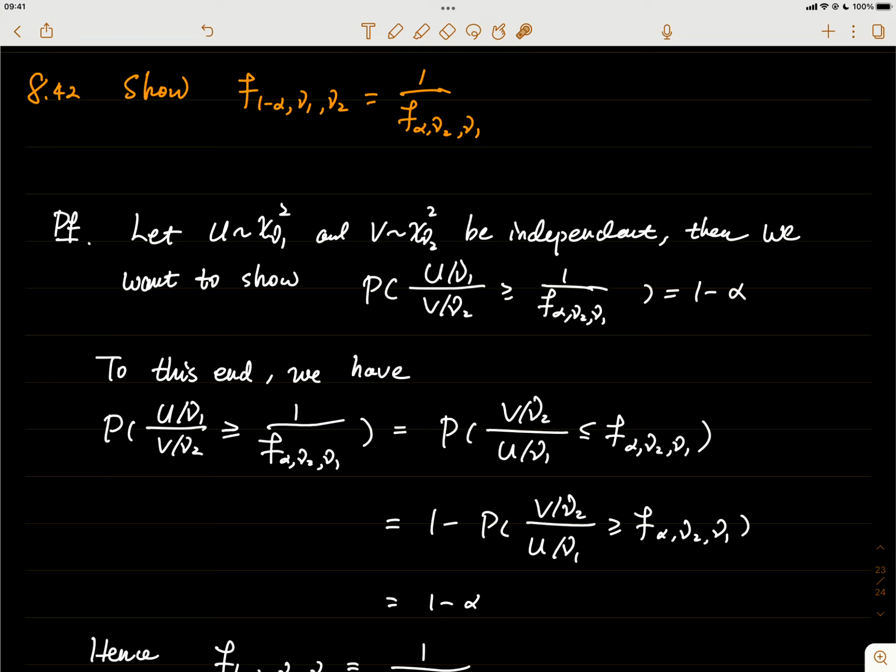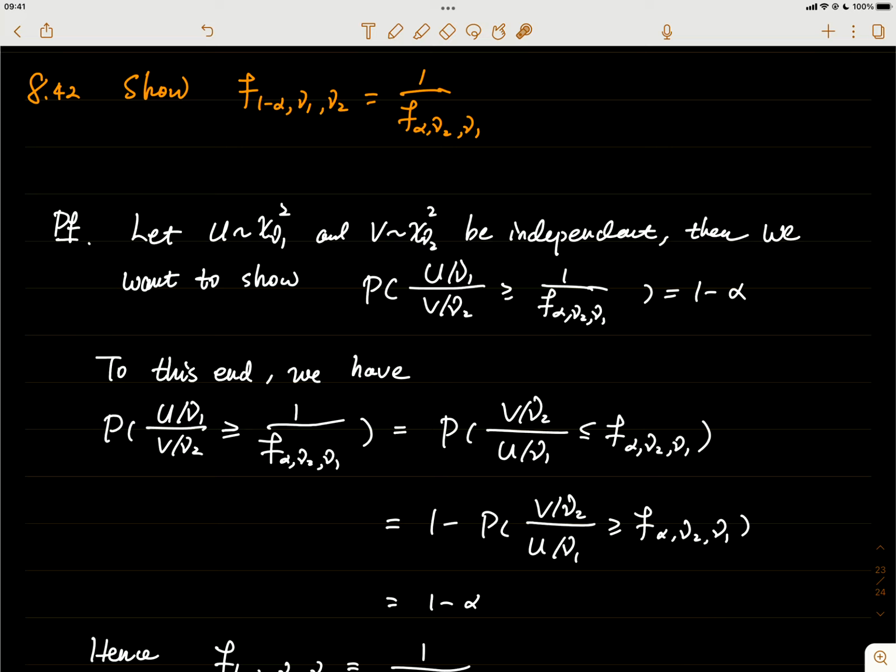8.42. Okay, we want to show that these two numbers are equal. So first, remember the meaning of each number. For example, this number is the value such that when we have an F random variable with nu2, nu1 as the degrees of freedom, the probability that this random variable is bigger than this value is equal to alpha. That's what alpha means. And similarly, you can get the value for here.